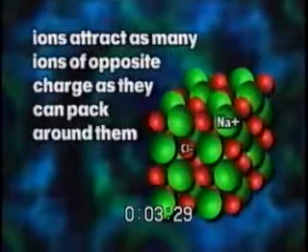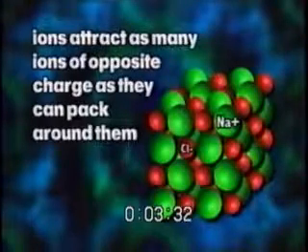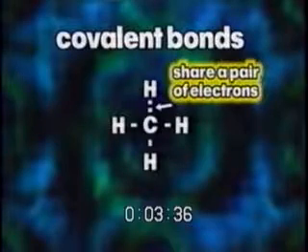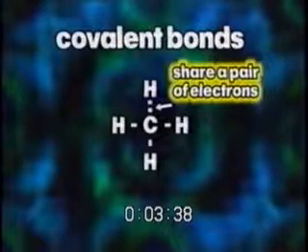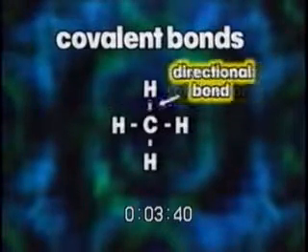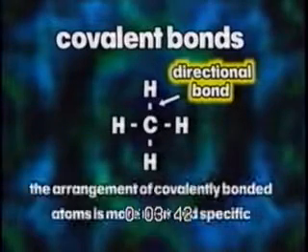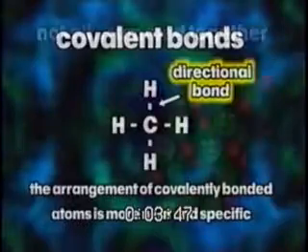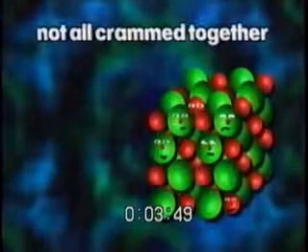Ions attract as many ions of opposite charge as they can pack around them. Covalent bonds are a little different. Two covalently bonded atoms share a pair of electrons, and the bond is called a directional bond, since the arrangement of covalently bonded atoms is more neat and specific. They are not just all crammed together.